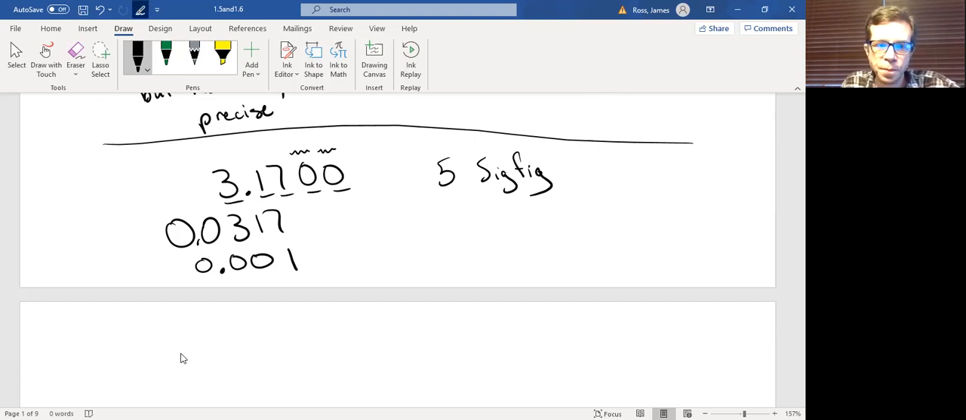In this one, how much of this carries information about the measurement? These zeros in front don't carry information about the measurement. They carry information about the scale, right? So the only ones that matter here are these three that carry information about the measurement.